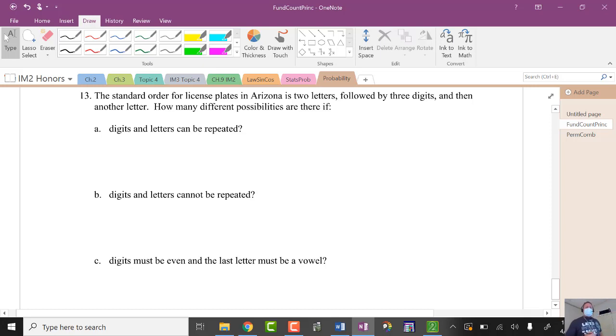But standard order for license plates is 2 letters, followed by 3 digits, and then another letter. How many different possibilities are there if, now imagine this, one state, there's a lot of cars. There's not just, like, we have 2 cars and we're looking to get a 3rd now that my daughter has her license.